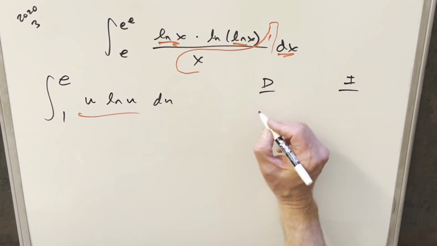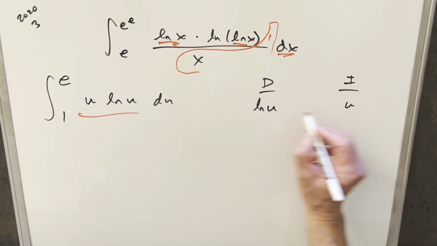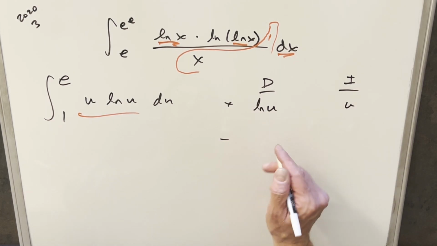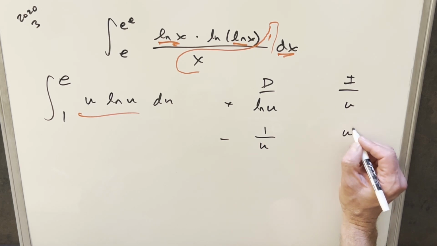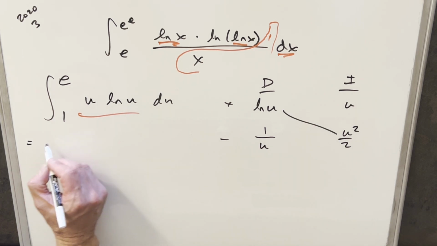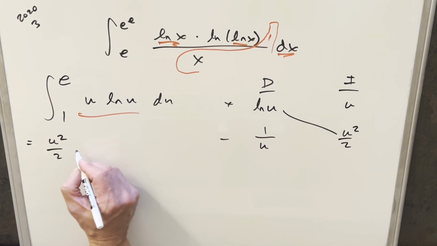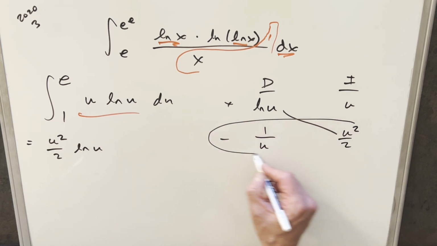I'm going to differentiate natural log of u just because that's hard to integrate, and we'll integrate u. So we'll go ahead with this. The derivative of natural log of u is going to be 1 over u. The integral here is u squared over 2. So then we have part of our solution here on the diagonal. So we'll write this part down. We'll write this as u squared over 2, natural log of u. Here, this is all going to be an integral.